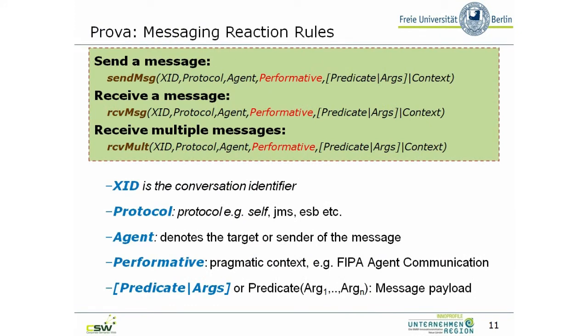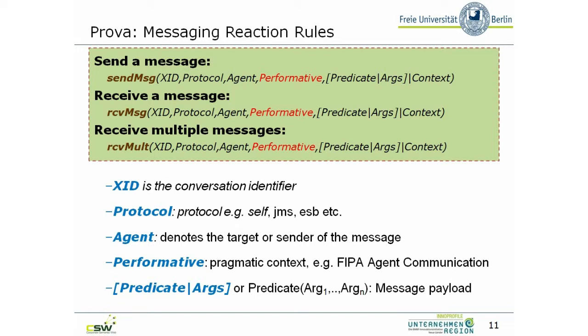To support the interactions between these distributed rule agents, Prova provides three message constructs to send and receive messages: sendMsg, rcvMsg and rcvMult. The difference between rcvMsg and rcvMult is that the rcvMsg construct works only once, and rcvMult works indefinitely and can receive any number of messages. So it is very useful for the server side.